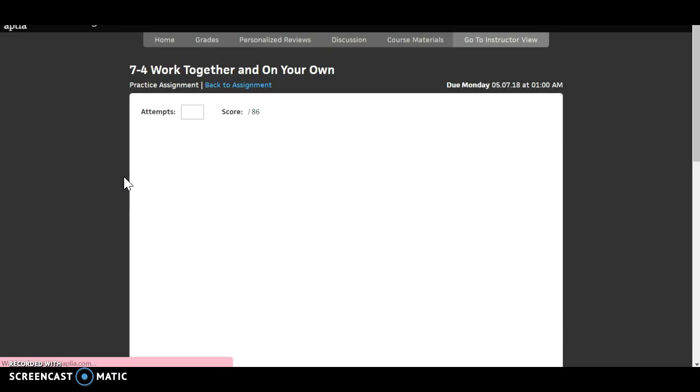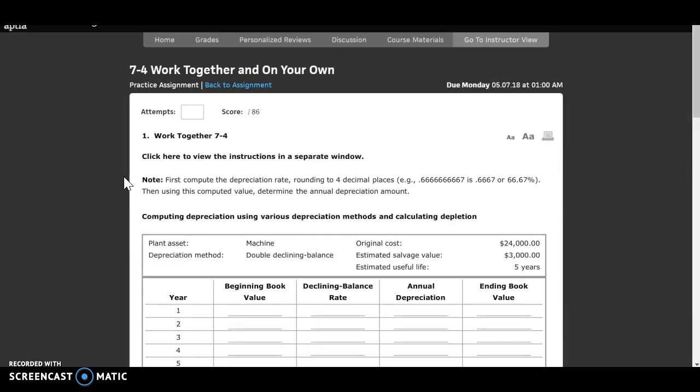So, they give us quite a bit of directions. Number one, it says the following information relates to a machine purchased on January 8th. Depreciation tables are provided. They give us the original cost, the estimated salvage value, estimated useful life, the MACRS property class, and then they give us the production hours for each year.